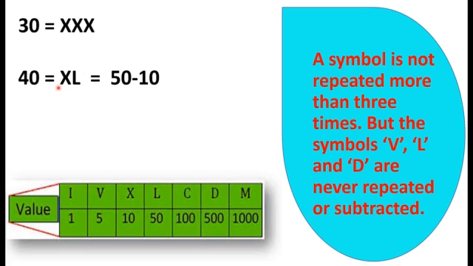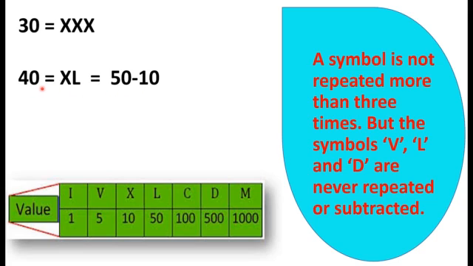So that is why we have written XL. The previous rule is followed here, that is, the smaller one comes first and then comes the bigger one. So we have to subtract the smaller one from the bigger one. The value of L is 50 and the value of X is 10. So that is why 50 minus 10 is equal to 40. So we have written it in this manner.